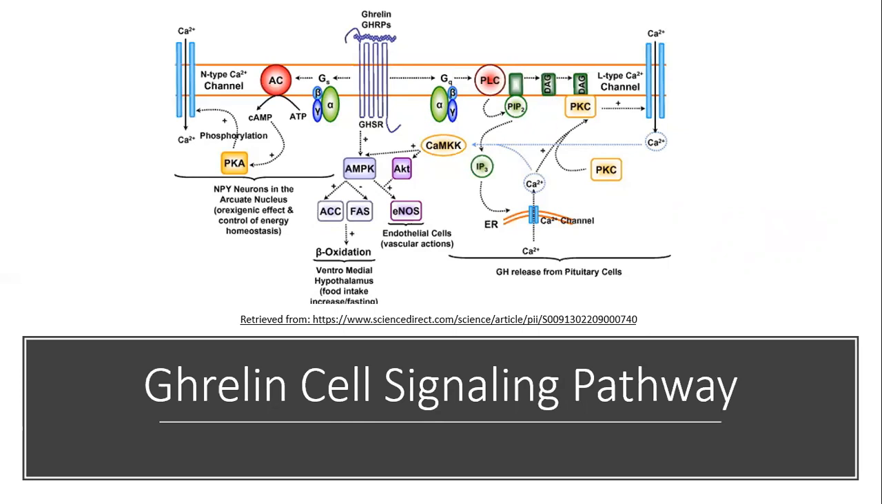the pituitary. Ghrelin can also inhibit vascular inflammation through the activation of CaMKK and also AMP activated protein kinase and endothelial nitric oxide synthase. AMPK together with ACC and fatty acid synthesis also mediate ghrelin increase in food intake in relation to fasting, which we can see in the middle of the diagram.